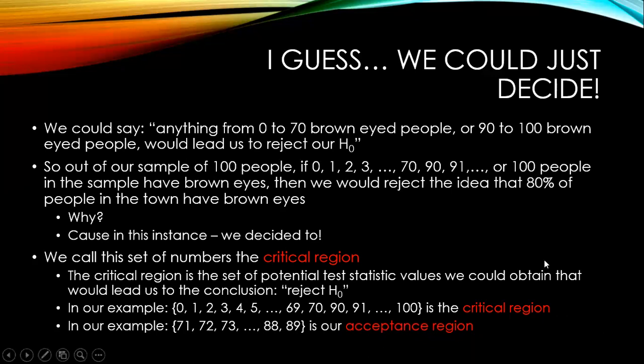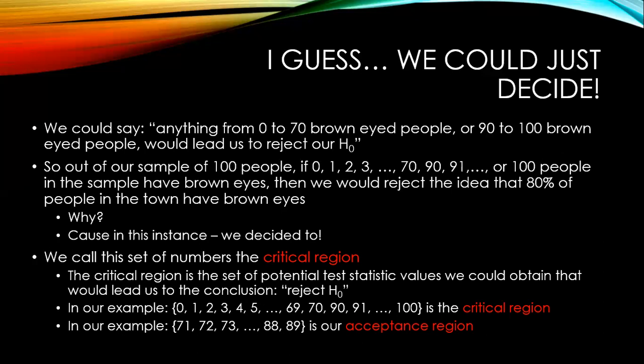Because we've designed this test, this is how we designed our hypothesis test. If we got 72 brown-eyed people, then we would keep the notion that 80% of people in the town have brown eyes, because it's close enough to 80 in our test. So 71, 72, 73, 74, 75, up to 89 is our acceptance region. But any potential numbers outside of that would be in our critical region, because those numbers would lead us to reject H0.